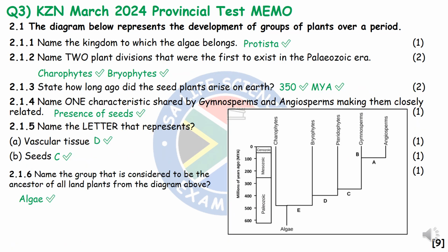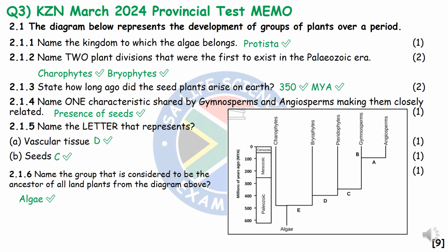Question 2.1.1 asks you to name the kingdom to which algae belong. Algae belong to Protista. Remember that algae are the common ancestor. They are not part of the plant kingdom. They are, however, the common ancestor of all plants. Algae are plant-like protists.